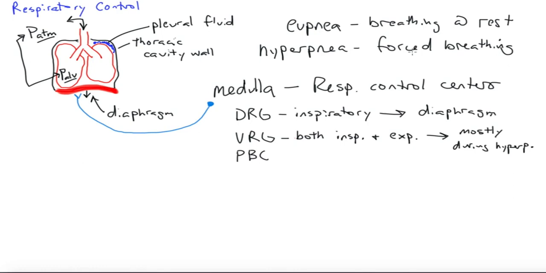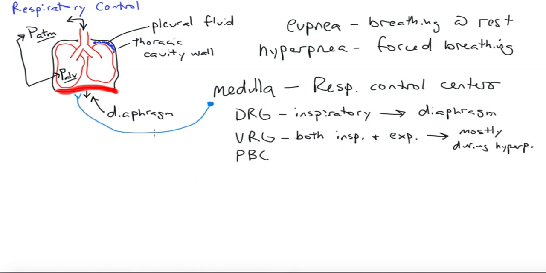So for hyperpnea, we need to more actively increase the thoracic volume by pulling up on the ribs, right? Sternocleidomastoids, scalenes, external intercostals. And for more dramatic expiration, we have to either pull the ribs down, the internal intercostals, or push the diaphragm up, the abdominal muscles. Okay? And so the VRG is going to be all about driving air movement when we need larger volumes, when we need to enhance that pressure gradient that drives air movement.